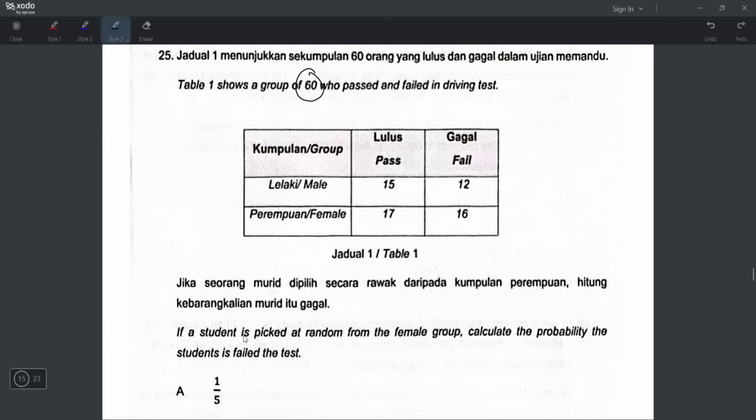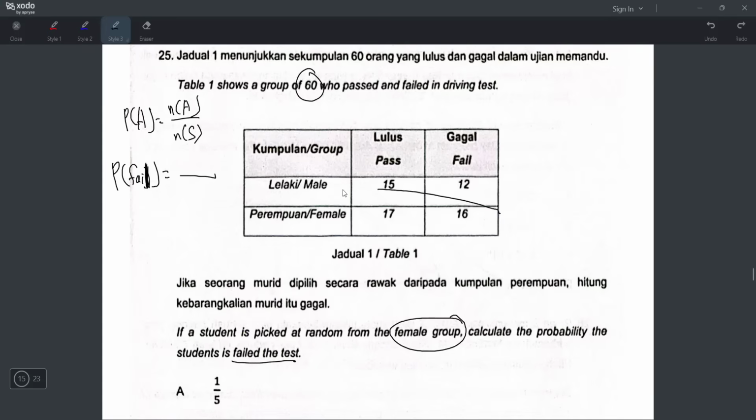Okay, if a student is picked at random from the female group, calculate the probability that the student will fail. Okay, so I'm trying to find the probability of fail. So obviously, the formula for probability is P(A) equals n(A) over n(S). So if you're trying to find the probability of fail, it means on top you have to write the number of fail, and then at the bottom you have to write down the total. Okay, but the total is not 60.